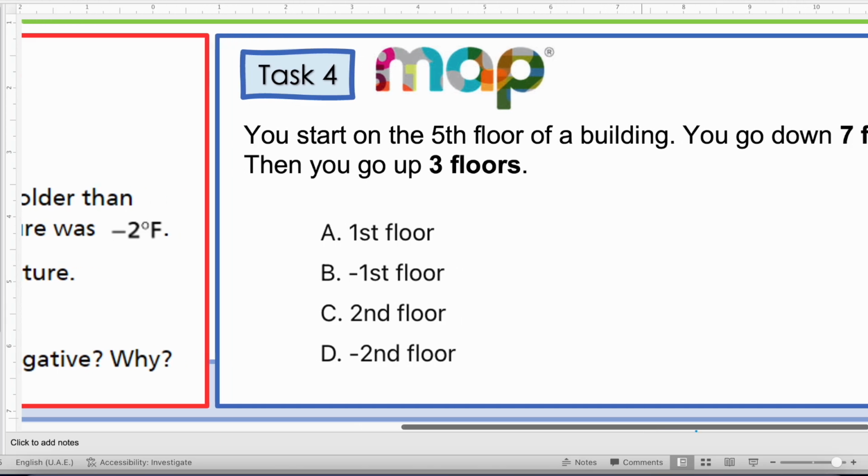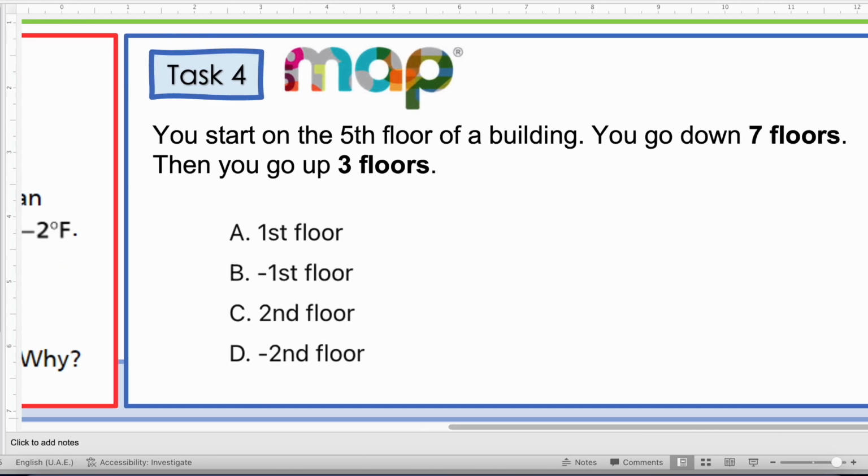That's it. Let's do this one. You start on the 5th floor of a building. So you start at 5, positive. It's above the ground, of course. Then you go down 7 floors, so minus 7. Then you go up 3 floors, positive 3. Let's do these 3 numbers. I have positive 5, negative 7, plus 3. Okay? How can I do it?